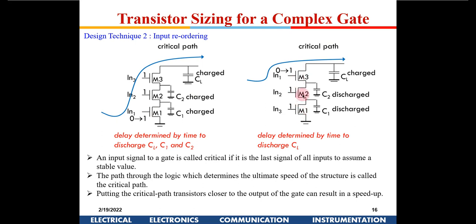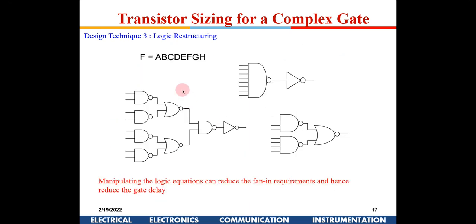Because these will be switched on, there will already be ground available here. So the moment it is switched on, this ground will be transmitted. So only this CL will get discharged. In the other case, this ground has to move from here to here, and all these capacitors need to be discharged to zero. In this case, C2 and C1 will already be discharged because this one has come early. Only CL requires to be discharged, right? So whenever there is a critical input, you put that critical one on the topmost. So this is one method of doing it, right?